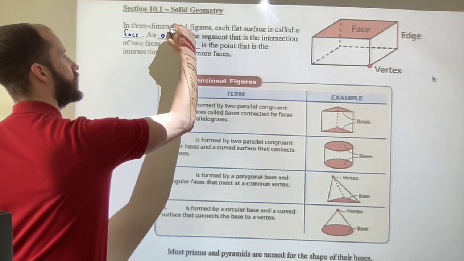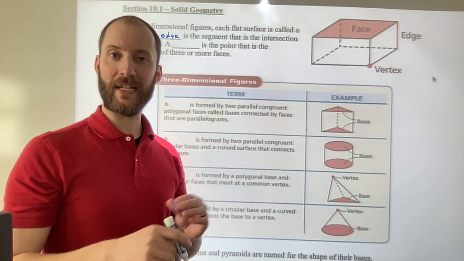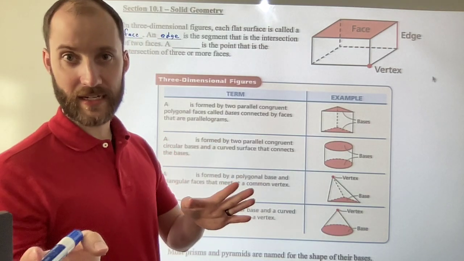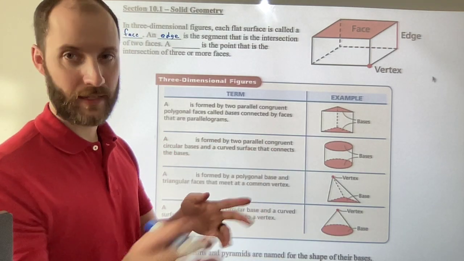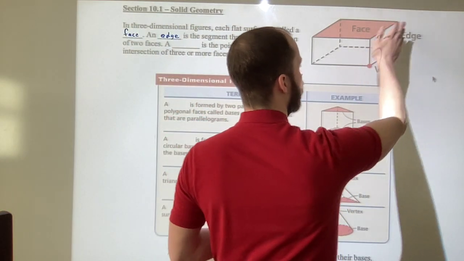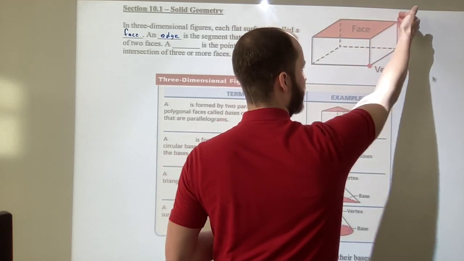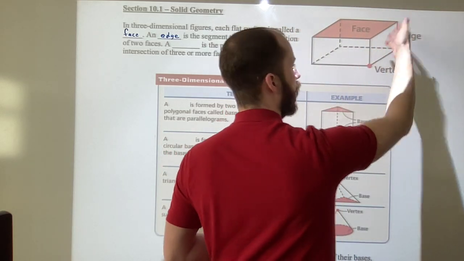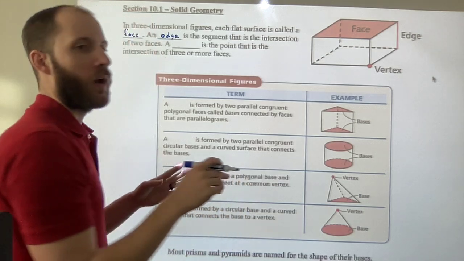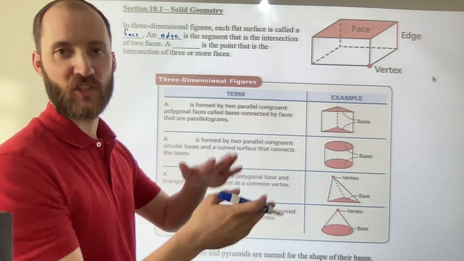An edge would be a straight line segment. They have to be straight line segments, so they are finite. And they are where 2 faces intersect each other to create that corner of the shape. So an edge is where 2 faces intersect.